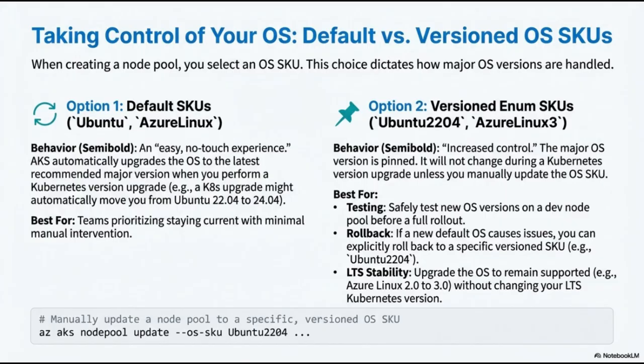It also allows you to maintain LTS stability for your OS even if you are moving through different Kubernetes versions. As shown in the example at the bottom, you can manually update a node pool to a specific versioned SKU at any time using the Azure CLI.